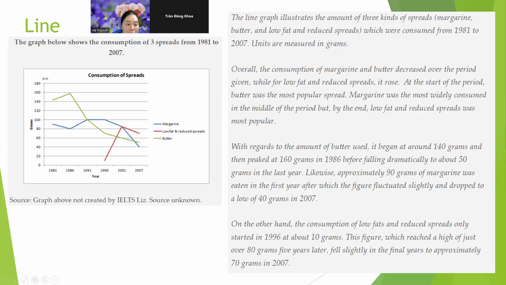Okay, so what about the other two spreads? What happens at the end of the period for butter and for margarine? They use less and less, more often than low fat and reduced spread. Okay, good job. And towards the end of the period, low fat and reduced spread was the most popular, consumed the most, but butter, on the other hand, stood at second place, and margarine stood at third place.